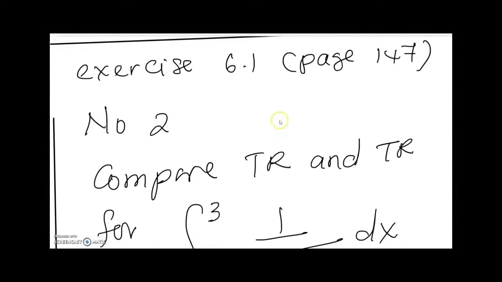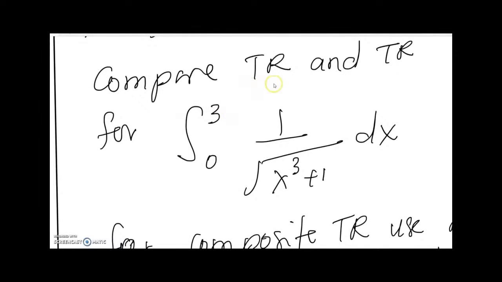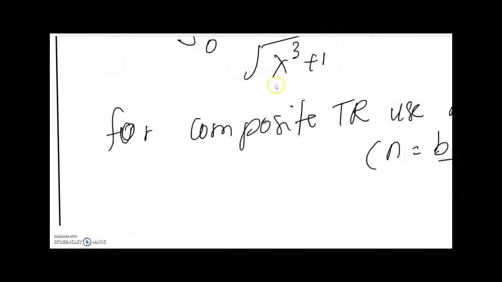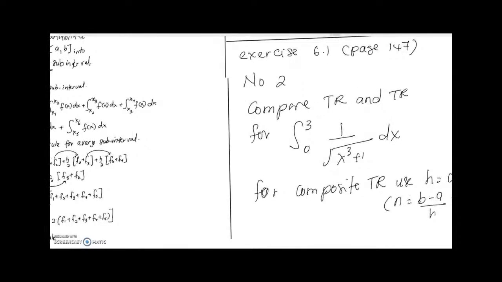You can go to exercise 6.1. You can compare between the composite trapezoidal rule and the basic trapezoidal rule for x between a equal to 0, b equal to 3, f(x) = 1 over x squared plus 1. All right, so the size of interval that you are going to propose depends on you.